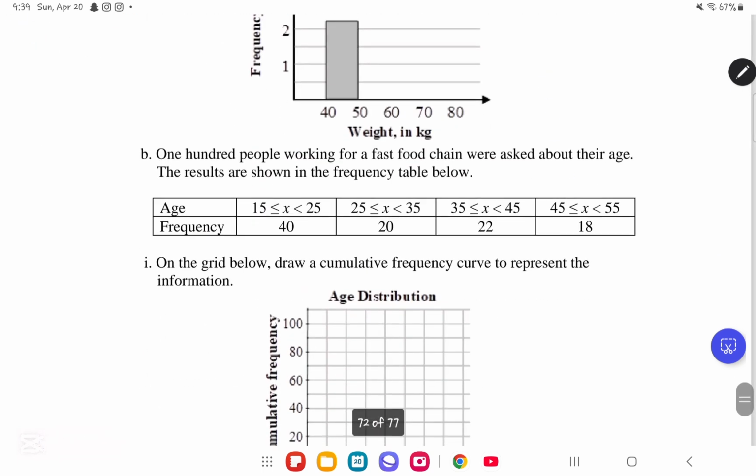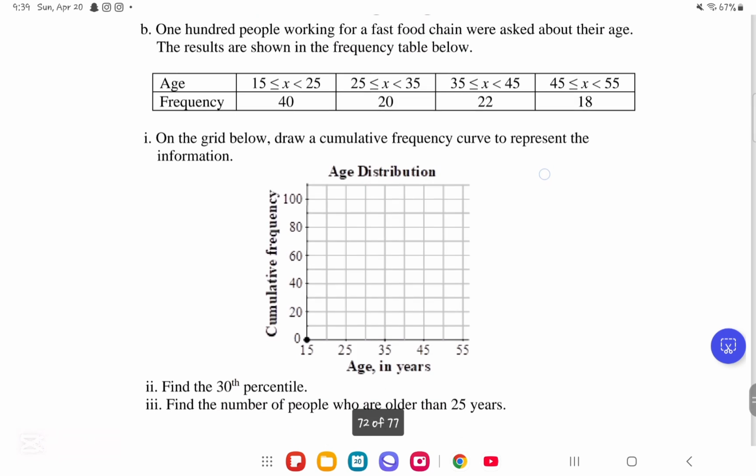We move on to part B. In part B, they said 100 people are working for a fast food chain. We're asked about their age. The results are shown below. On the grid below, draw a cumulative frequency curve to represent the information.